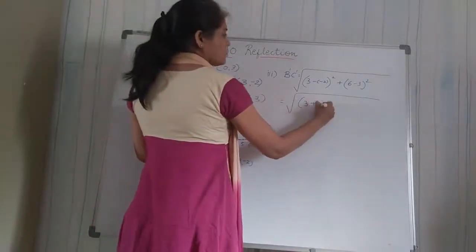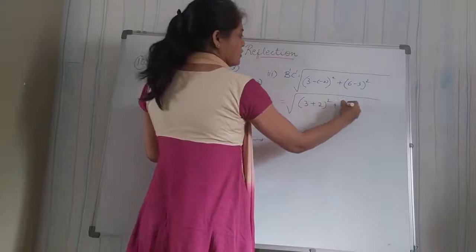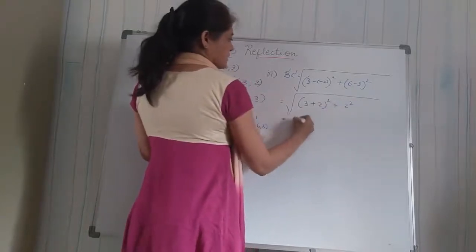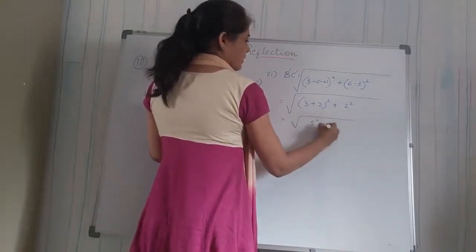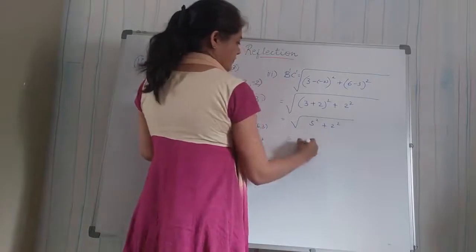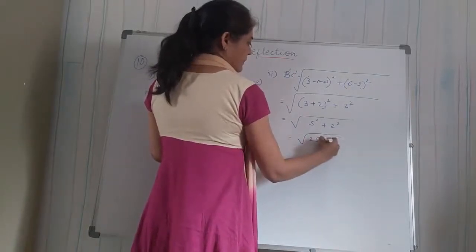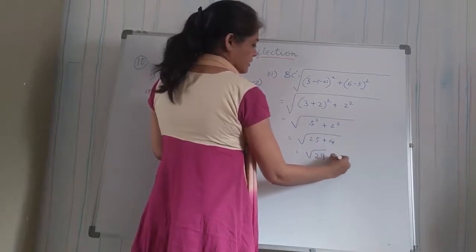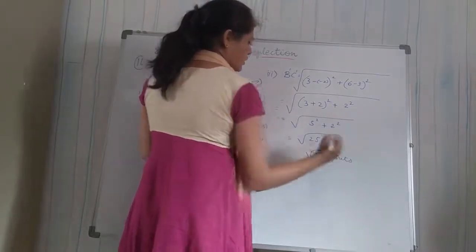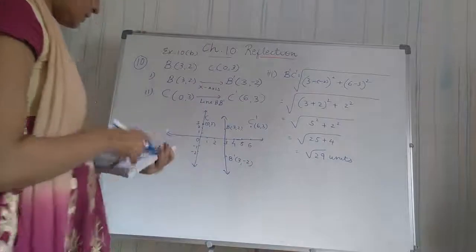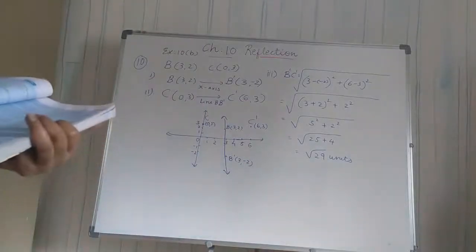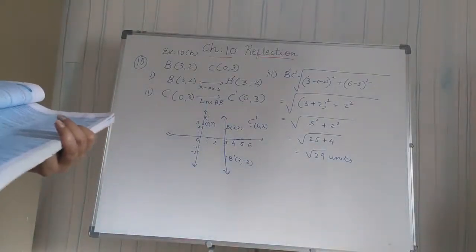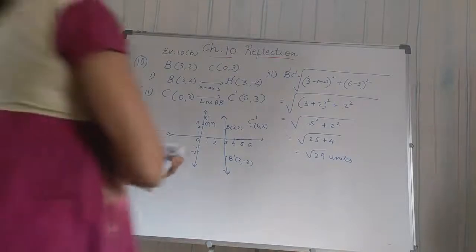3 plus 2 square, so this is 5 square plus 2 square, 25 plus 4 which is 29 units. So this is how we get our B dash C dash length. So this is answer number 10 we have solved. It is 34 we get as the answer.